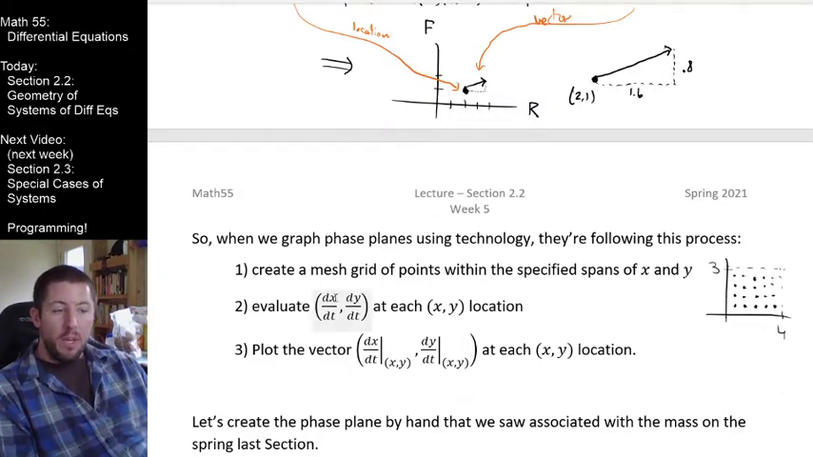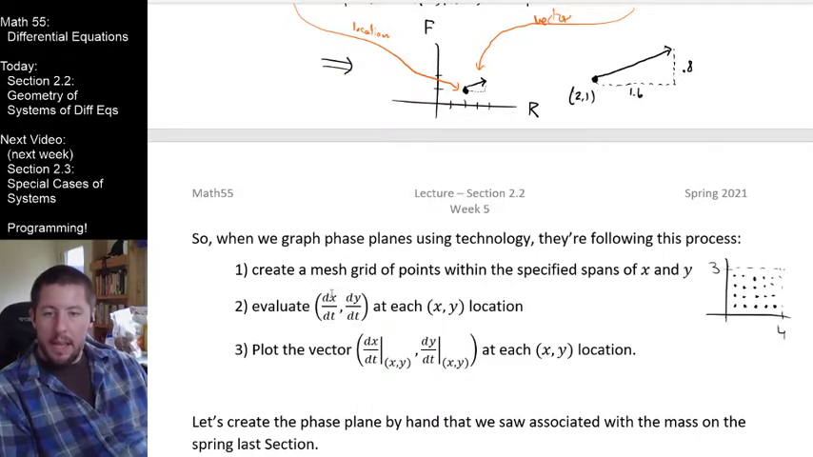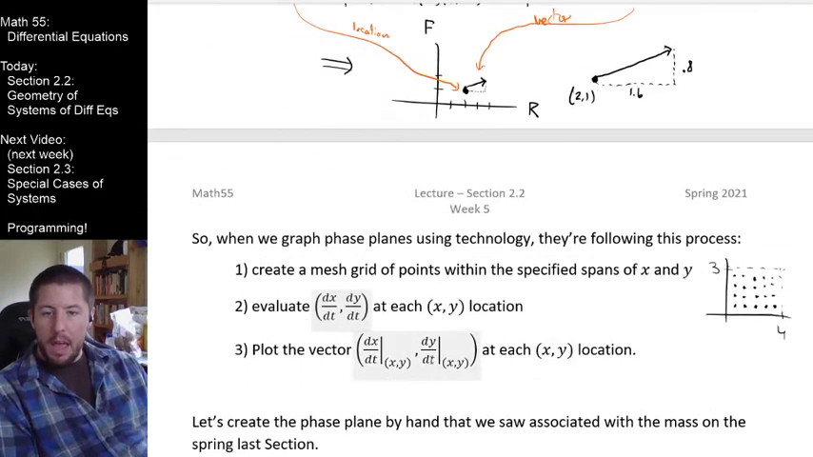Then it's going to evaluate what the rates of change of X and Y are at each of those locations in the entire grid. As I've drawn it right here, it looks like that's a 5 by 4 grid. There's 20 points. It's going to calculate what the value of dx/dt and dy/dt should be, exactly like we just did right here. It's going to get that vector, and then it's going to plot the vector that we just drew sitting on each of those points right there.